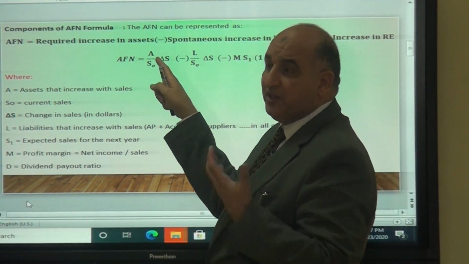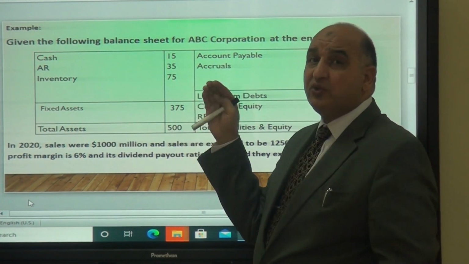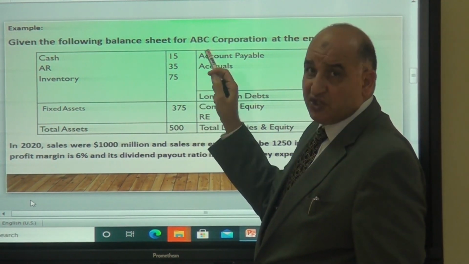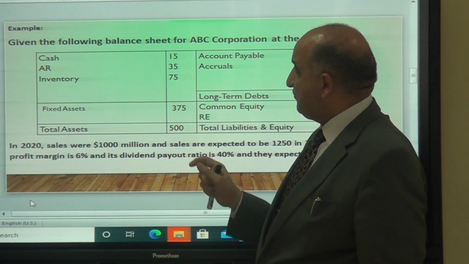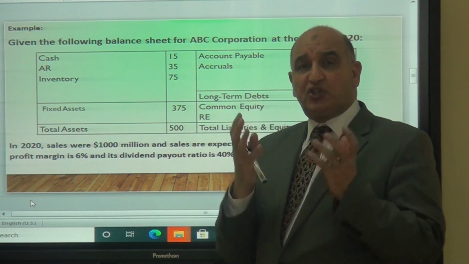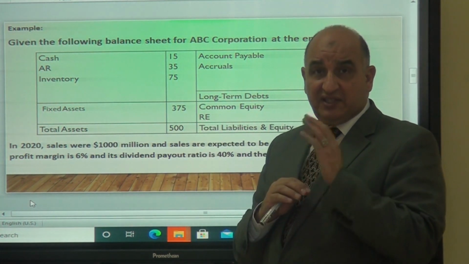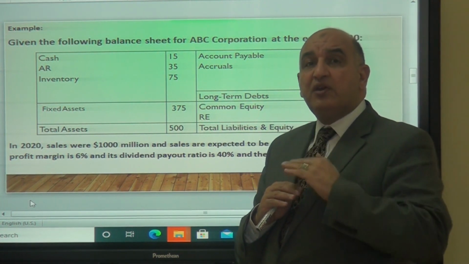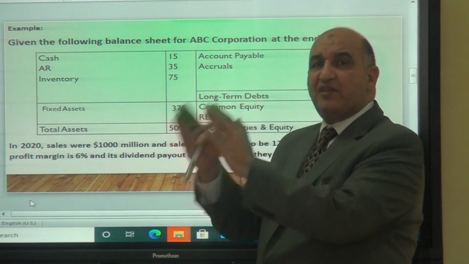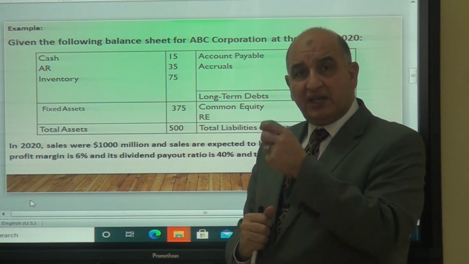Which types of assets are going to increase? We have to go back to our balance sheet. Normally, assets are going to increase with increasing sales: all current assets, cash, accounts receivable, and inventory. Fixed assets increase with sales depending on the percentage of fixed asset utilization. In our example, we assume the fixed assets are fully utilized, 100%. In this case, if we increase the sales, we also have to increase the fixed assets. So in our example, all assets are going to increase with increasing sales.